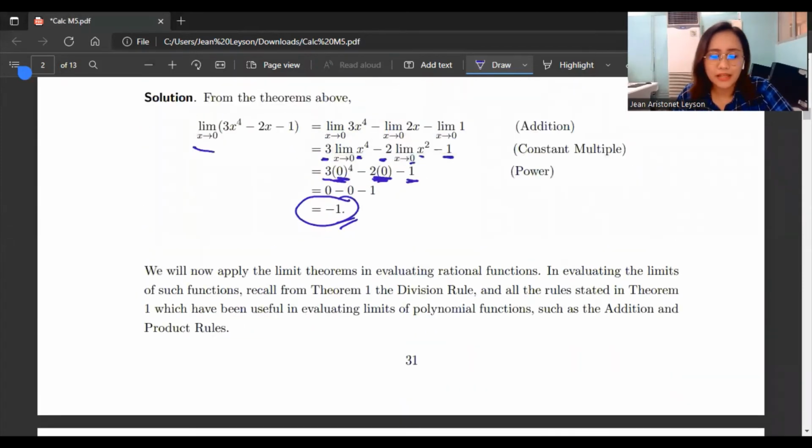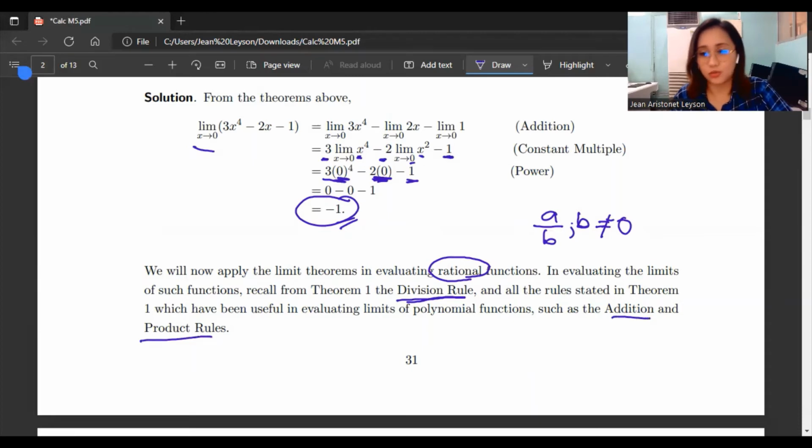So now we will apply the limit theorems in evaluating rational functions. So again, rational functions are functions in the form a over b, such that b is not equal to 0, because that will give us an undefined function. So in evaluating the limits of such functions, recall from Theorem 1 the division rule, okay? And all the rules stated in Theorem 1 which have been useful in evaluating limits of polynomial functions, such as addition and product rules.